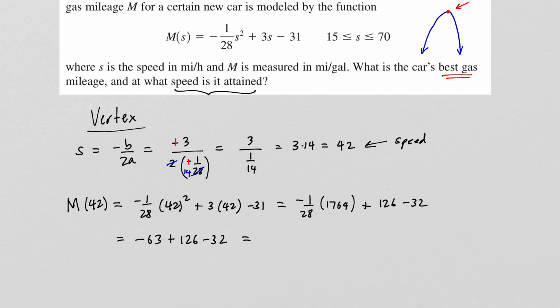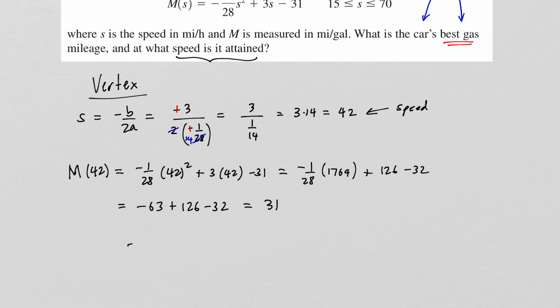Now we can just add these up. So negative 63 plus 126 minus 32 is 31. Okay? So the best gas mileage is going to be 31 miles per gallon at a speed of 42 miles per hour.